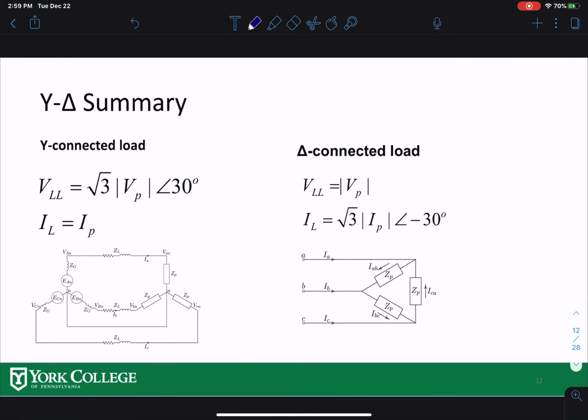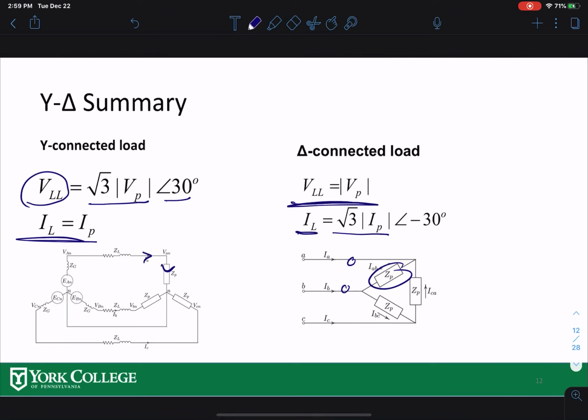So if I summarize that, for Y connection, your line to line voltage has a higher magnitude by square root of 3 times than the phase voltage, with an angle difference of 30, and line current is the phase current, because line current coming here is also going to the phase, so same current, right? For delta, line to line voltage from here to here is the same as your phase voltage here. So line to line voltage and phase voltage are the same thing, but your line current is square root of 3 times the phase current, and the angle is negative 30 degrees shifted from the phase current.